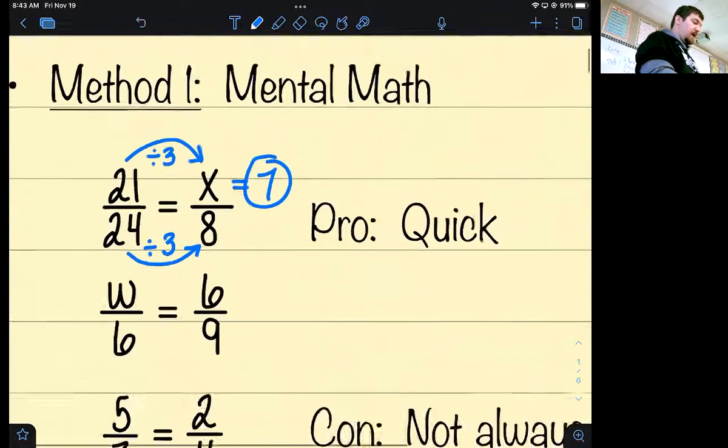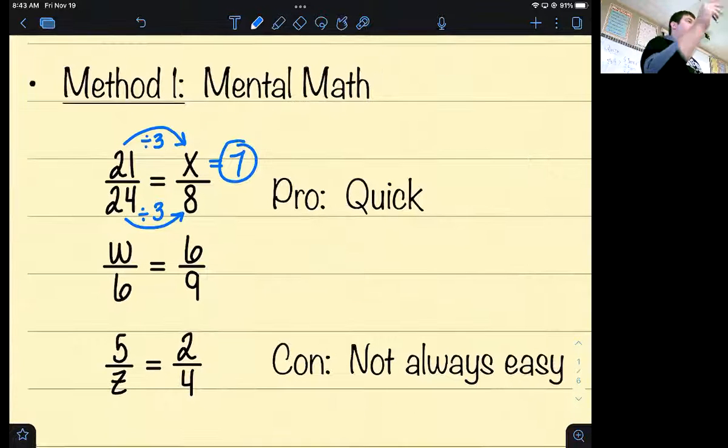Okay, so the advantage, if you're making a pro and con list for the methods, we should have done that yesterday. If you're making a pro and con list, the pro is that mental math is quick. The con is that it's not always easy. And if it's not mental, you can't do it in your head, then what's the point of doing it in your head? And so here's what I mean by that.